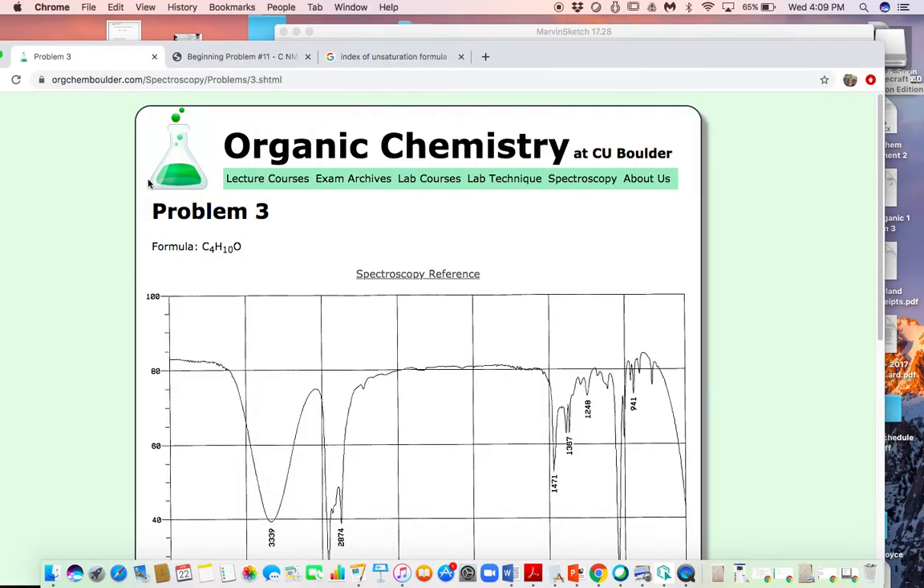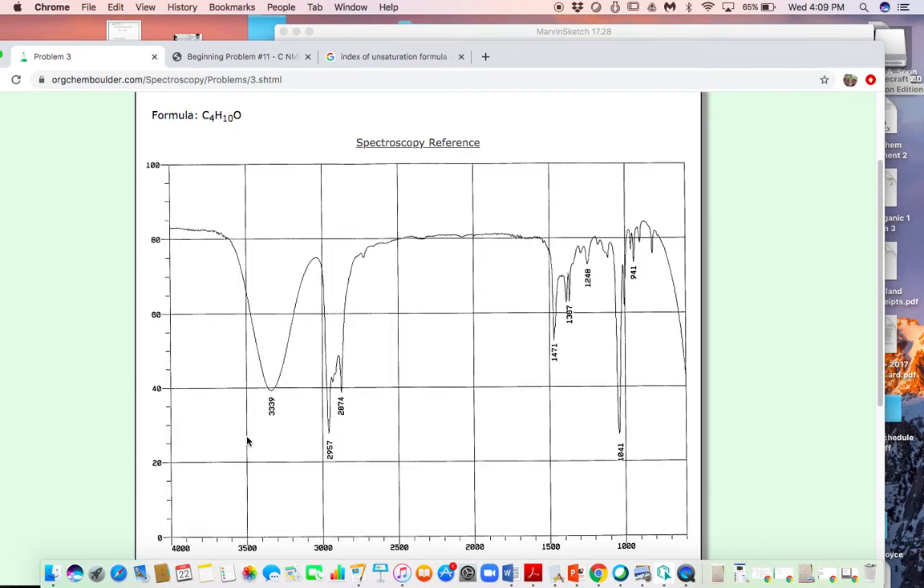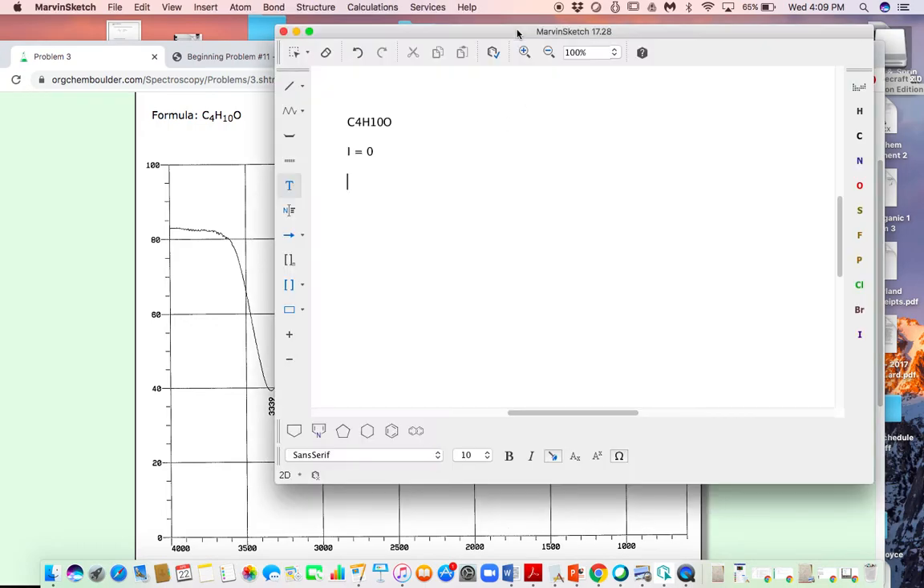And if we look at the IR first, I think we should be able to see a big red flag over here, right? That's that classic alcohol OH signal. So if I'm looking at this, I think I have an alcohol group from that. And that gives us a little bit of information before we even get to our NMR.